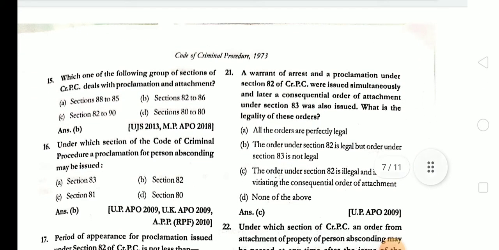Next question, which one of the following group of sections of CRPC deal with the proclamation and attachment? Answer: section 82 to 86 deals with proclamation and attachment. Next question, under which section of CRPC a proclamation for person absconding may be issued? And this is issued under section 82.